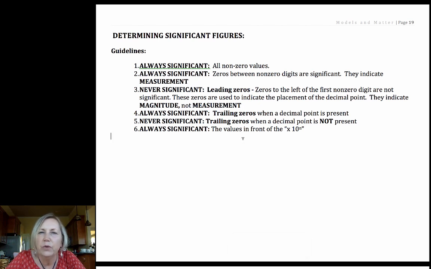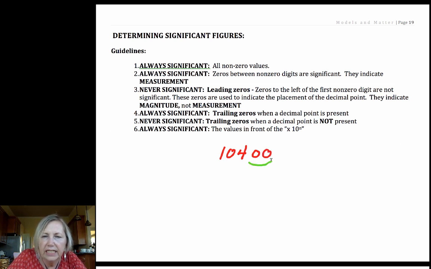Okay, now let's take a look at trailing zeros. I wish that I could give you a firm rule, but it really depends, and it depends on whether a decimal point is present. So if I had 10400, these last two are trailing zeros, and there is not a decimal point explicitly. Yes, there's an implied decimal point, but there's not an explicit decimal point there. So if there's not an explicit decimal point, trailing zeros are not significant. They're telling us magnitude. So this would have 3 significant figures.